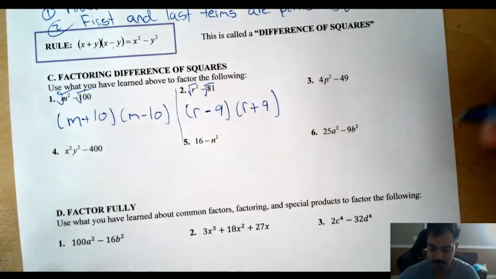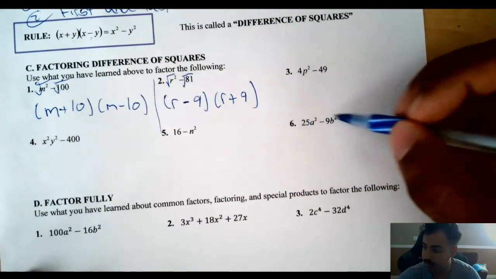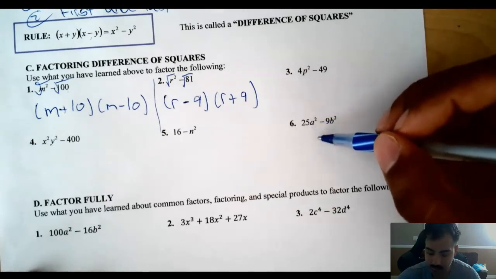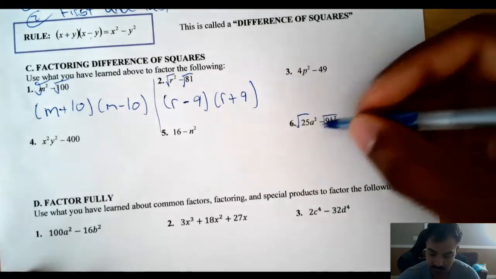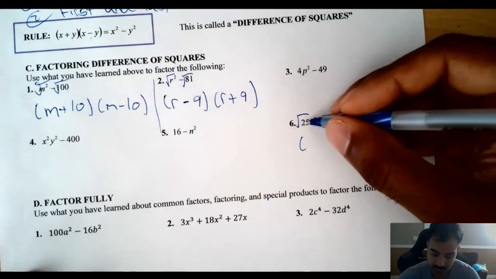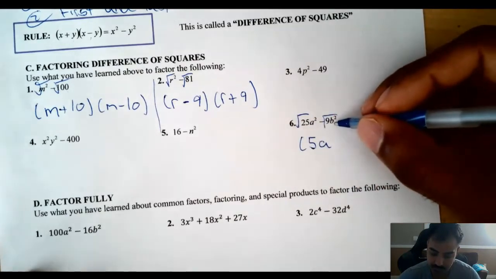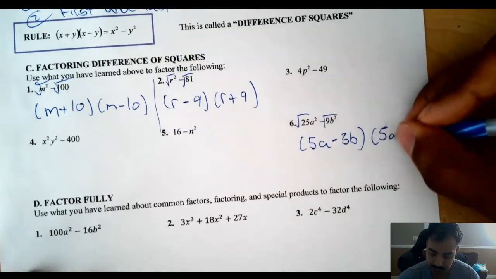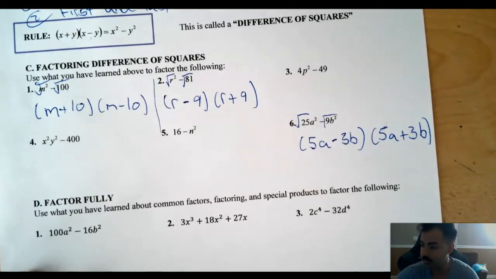Okay, so let's do this one here. First off, I recognize that this is a perfect square and this is a perfect square, and they're subtracted, right? It has to be negative. So difference of squares, cool. So square root this term, square root this term. Here 5 is the square root of 25, and you have a, so 5a. And the square root of 9 is 3, and then we have b, so minus 3b, and 5a plus 3b. Okay, there we go.